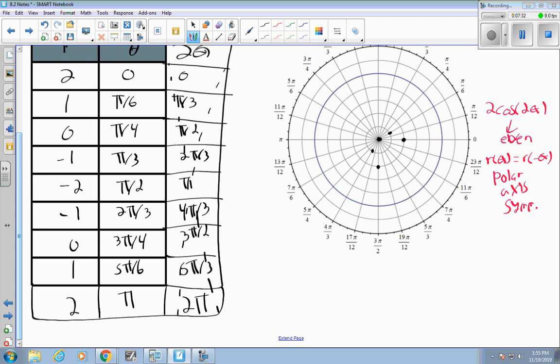2 pi over 3 is -1, so it's 5 pi over 3. 3 pi over 4 is the pole, already have it. And then 5 pi over 6 is 1. And pi is 2. So that's all the points I plotted by the table. Now, by symmetry, and more importantly by polar axis symmetry, we should say, what points do we get for free here?